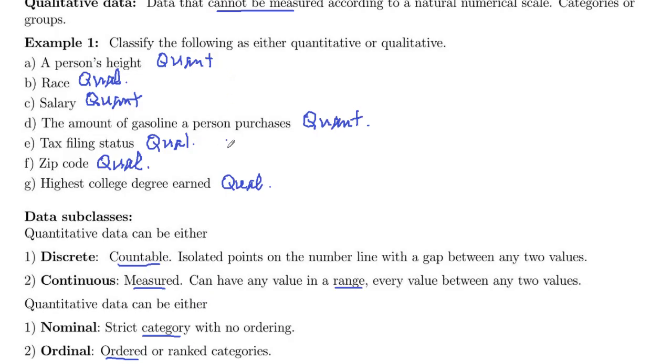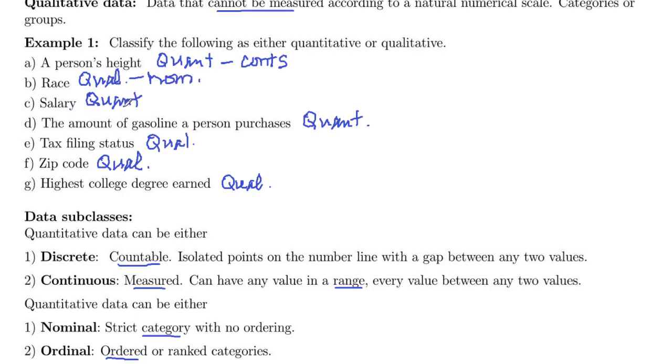So let's go back and look at the data here, and let's subclass it. Height is quantitative, so that could be either countable or measured, and it's actually measured, right? You measure height with a ruler, and the dimensions are in inches or centimeters. So this is continuous. Your height is infinitely divisible. It can take on any value in a range. Race is qualitative. There's no natural ordering there. So this is nominal, strict categories.